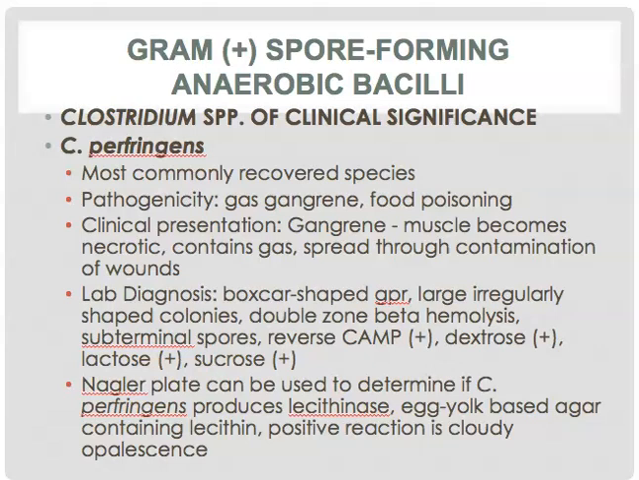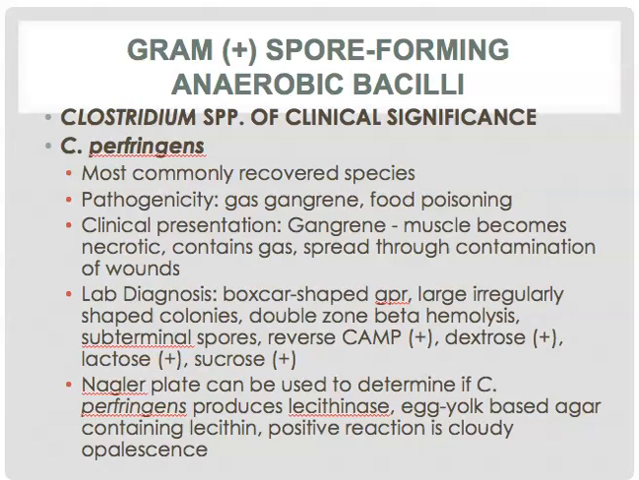Your lab diagnosis, you've got those boxcar-shaped gram-positive rods, large, irregularly shaped colonies that will have a double zone of beta hemolysis. They will exhibit subterminal spores on the gram stain. It is reverse CAMP positive, dextrose positive, lactose positive, and sucrose positive.